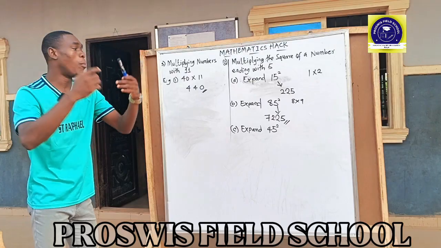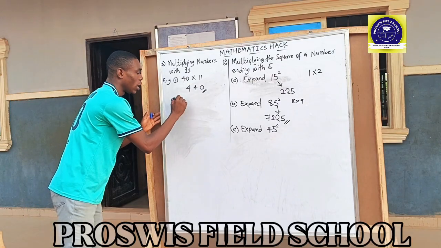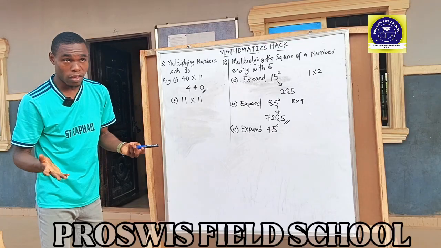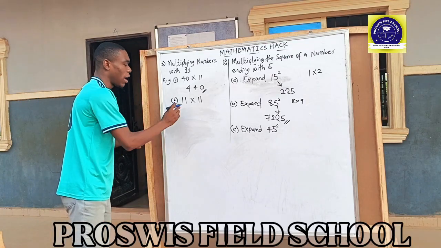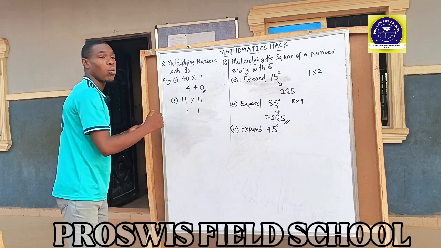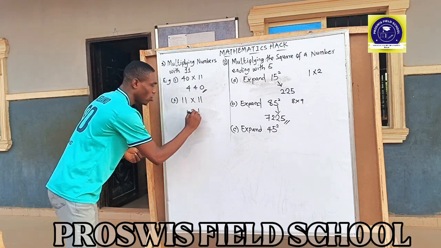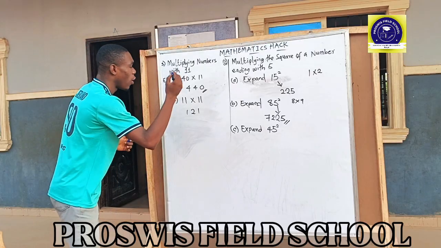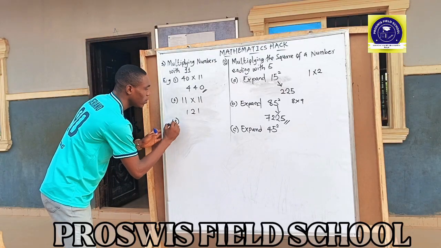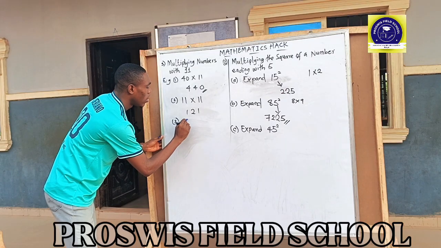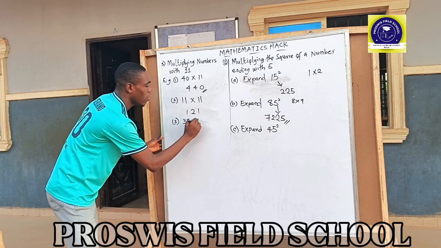Let's use the common one that we know. 11 times 11, we know is 121, right? So let's confirm that. This is 1. You drop it at both ends. 1 plus 1 is what? 2. You just drop it at the middle. So everything works that way. Now attempt this briefly, everyone. 38 times 11.